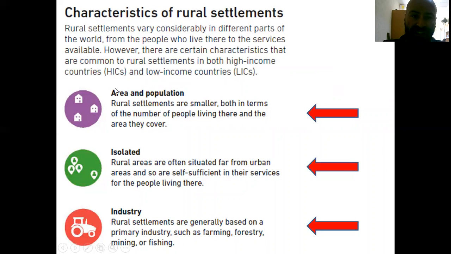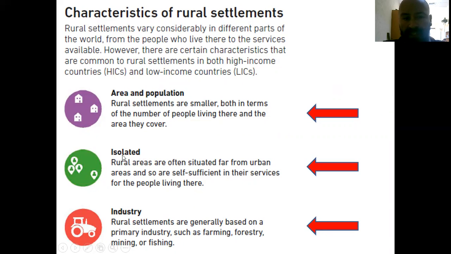Some of their characteristics are that these areas are smaller because they also have a smaller population. In Mexico, to be considered a rural settlement, it needs to have less than 2,500 people living in that town, in that village, in that ranch, okay? If they have more than 2,500 people, then they are considered urban settlements.